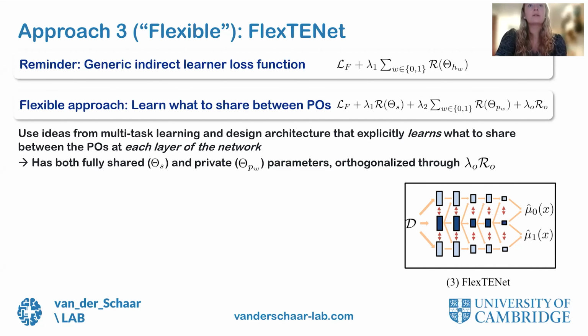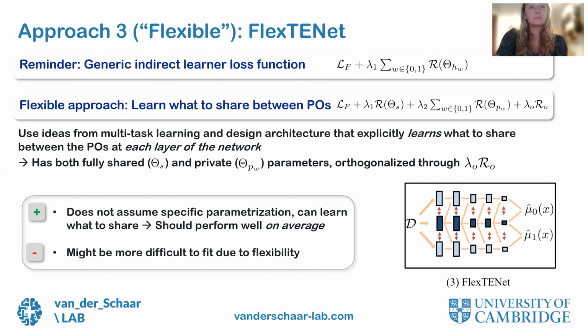So therefore, we considered a third, flexible approach, where we use ideas from multitask learning and design a new architecture, which we call FlexiNet, that explicitly learns what to share between the potential outcome functions at each layer of the network. And this network has both fully shared and private parameters, where the private parameters determine the treatment effect at each layer of the network, and these are orthogonalized through the use of an orthogonal regularizer.